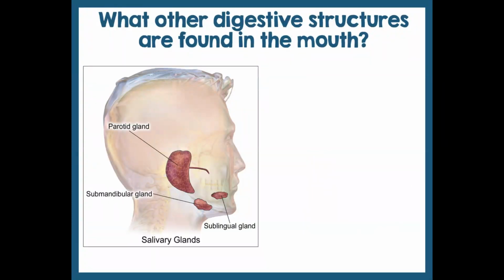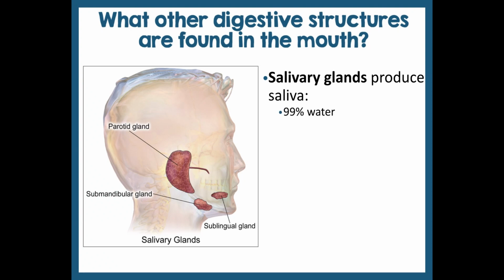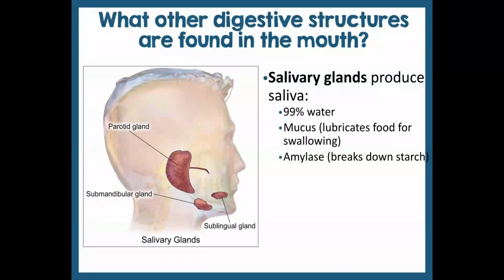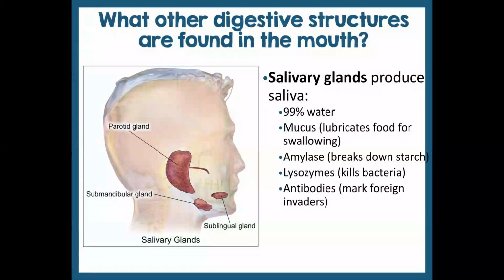Okay, but there are other digestive structures found in the mouth. There are the salivary glands, which produce saliva, and saliva is 99% water. But also there's mucus, which lubricates food for swallowing. There's amylase, an enzyme that breaks down starch. There are lysozymes, which kill bacteria in your saliva. There are antibodies, which mark any foreign invaders.